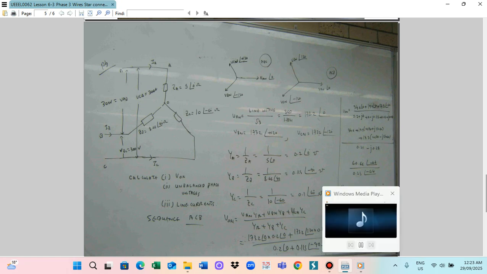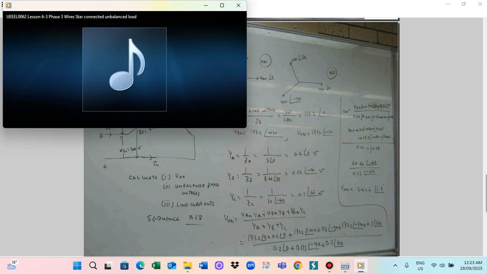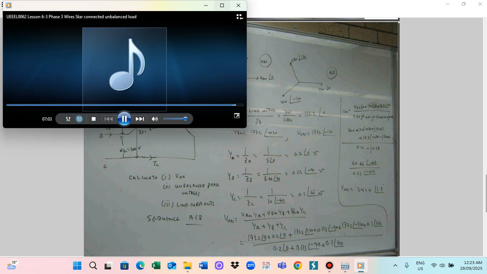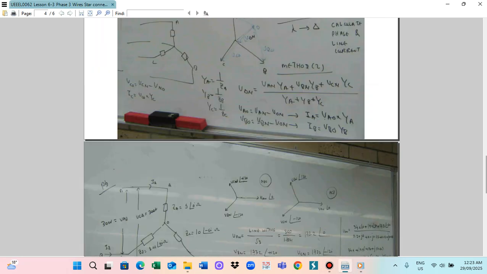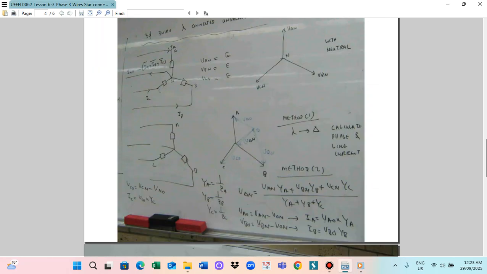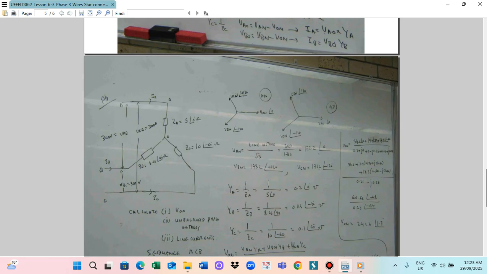So there are 3 ways to solve the 3-phase star unbalanced load. Method 1 is that we change the star to delta. Method 2 is we calculate the VON, then we use the formula to calculate. Method 3 is that you have to use Kirchhoff's law.